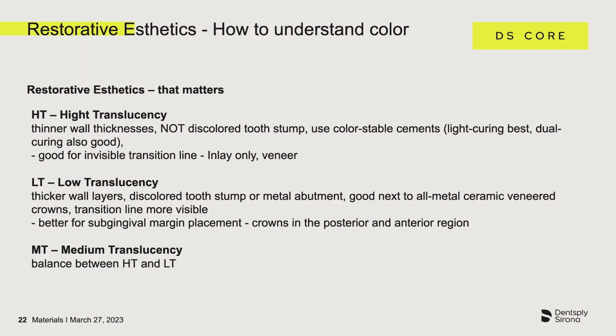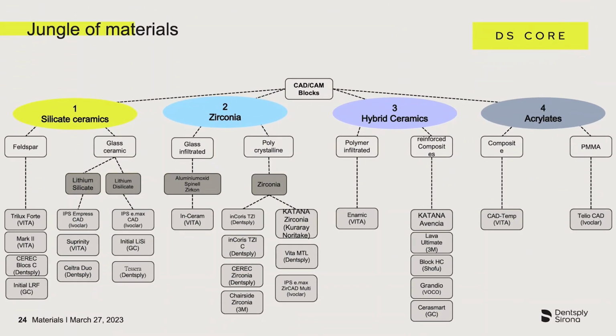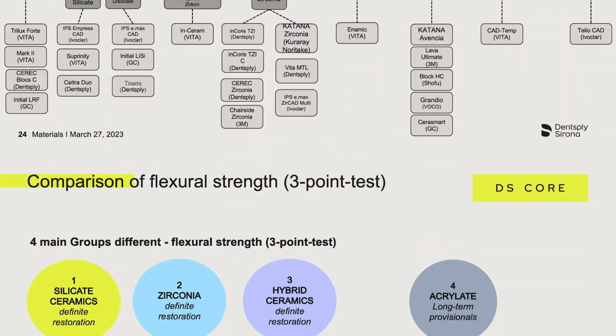Otherwise, this material is very well suited for crowns in the posterior region, but also just as well in the anterior region with the appropriate gingival localization of the crown margin. And at least an MT medium translucent block somehow represents a middle ground. Let's take a look at our material overview and now focus on the individual groups with their corresponding color coding.